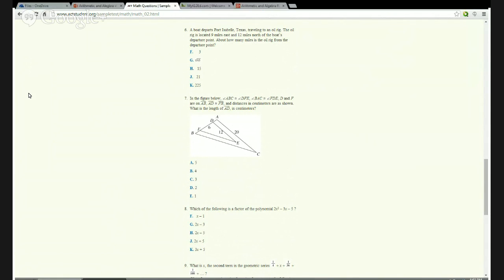So they're telling you 9 miles east, so we'll draw the base 9 miles east, so that's 9, and then 12 miles north, that's going to be our height, 12. So we have 9 for the base, 12 for the height, and then they want to know how many miles from the oil rig to the departure point. Draw the diagonal, and that's our hypotenuse. So this ends up being a right triangle, and we can plug in our answers using our triangle formula, the Pythagorean theorem. So it's just going to be 9 squared plus 12 squared equals x squared. And when we solve for that, 81 plus 144, it gives us 225, and the square root of that is 15. So the hypotenuse is 15.